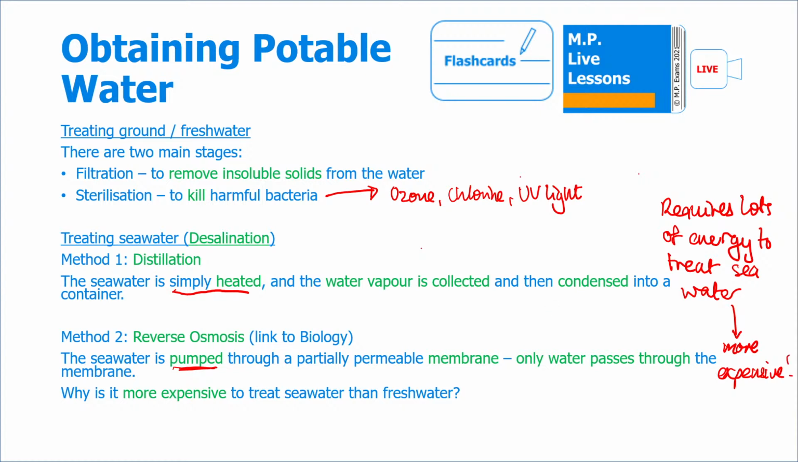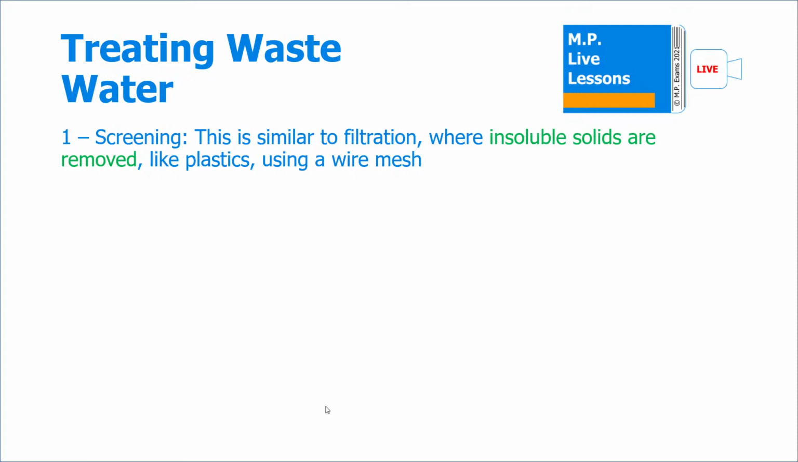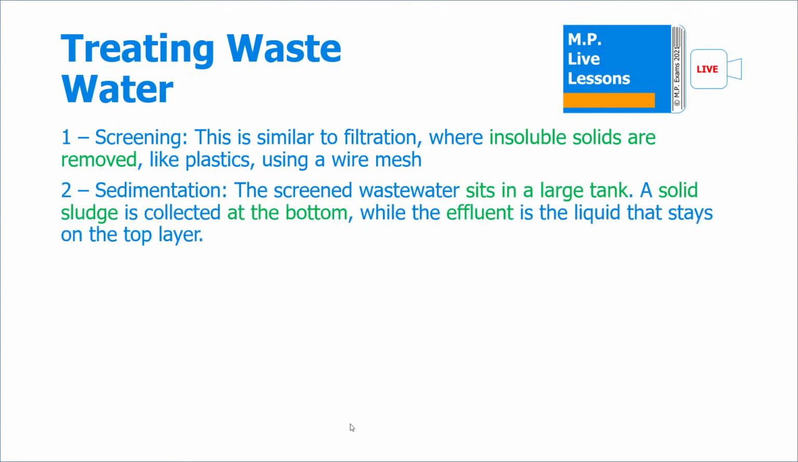Now, the other water treatment you need to know is treating wastewater. There are three stages to this. First is screening. This is similar to filtration, where insoluble solids are removed, things you'd find in sewage, such as plastics, and you'd use a wire mesh for this. Next is sedimentation. This filtered water then sits in a large tank.